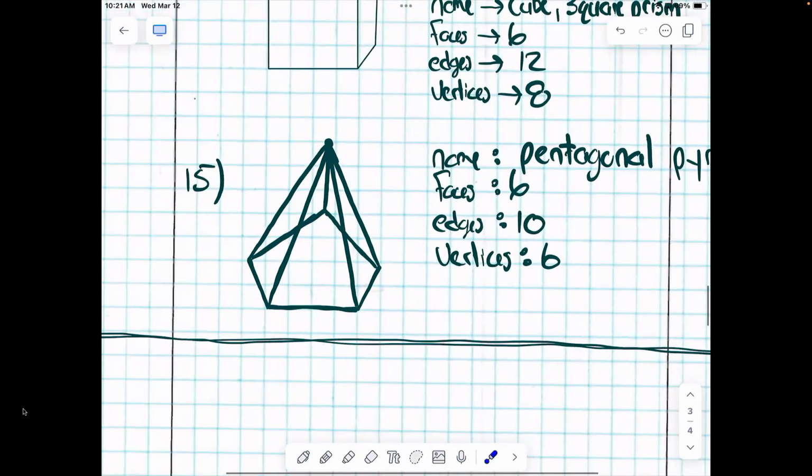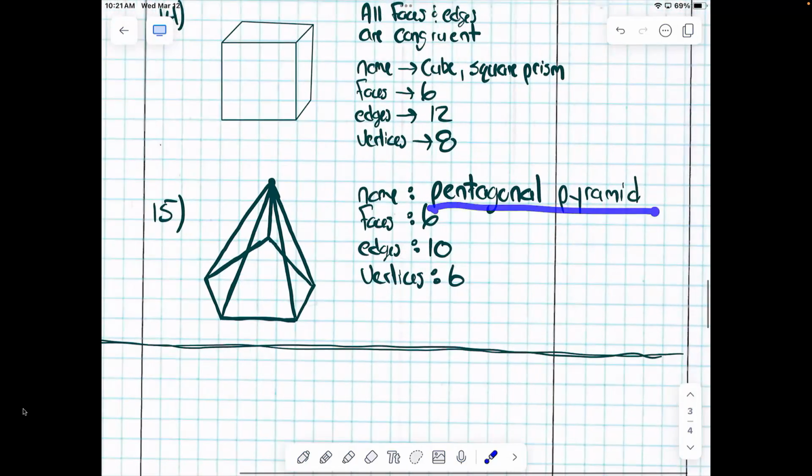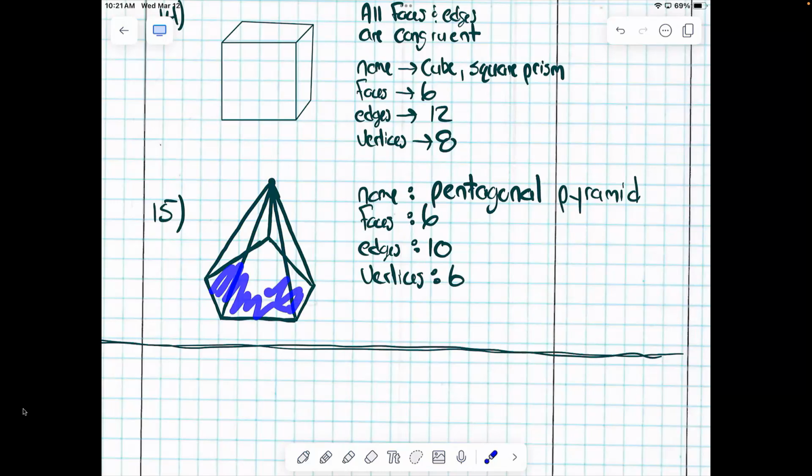What kind of shape is this? Again, we have all of the edges coming to a point, right? Yes. And what is this shape at the base? Pentagon. It's a pentagon, right? Yes. So we got a pentagonal pyramid, yeah? Yes. We good?